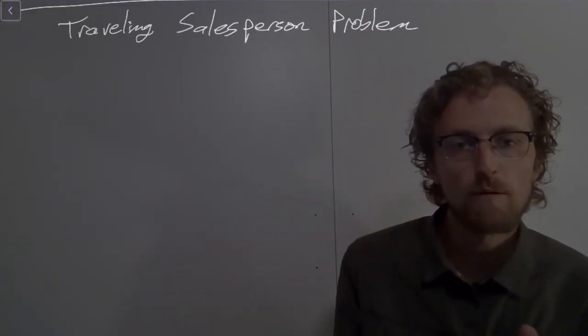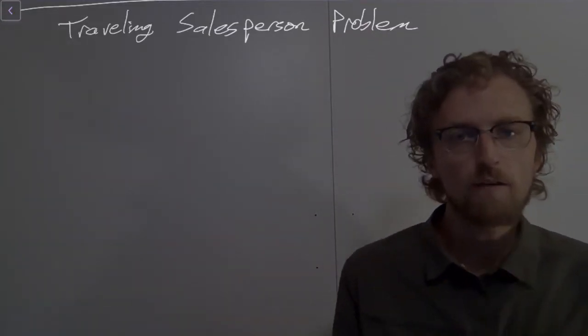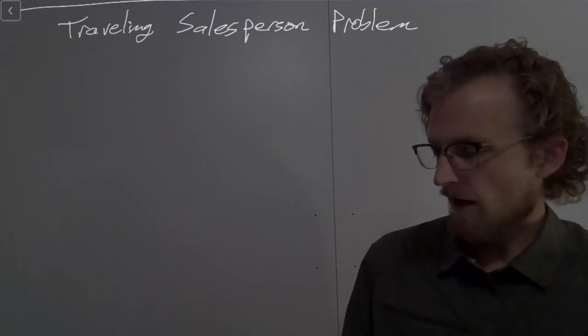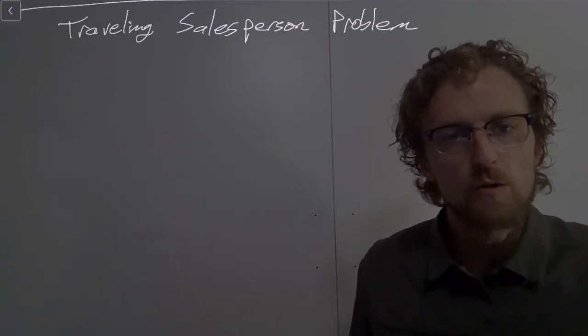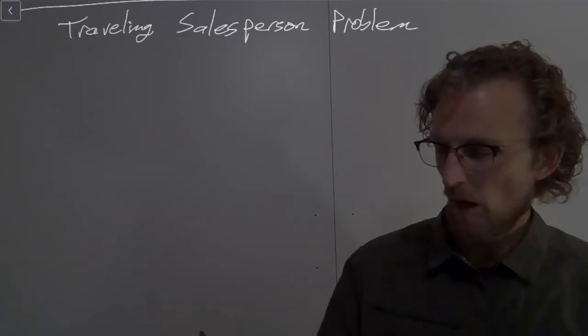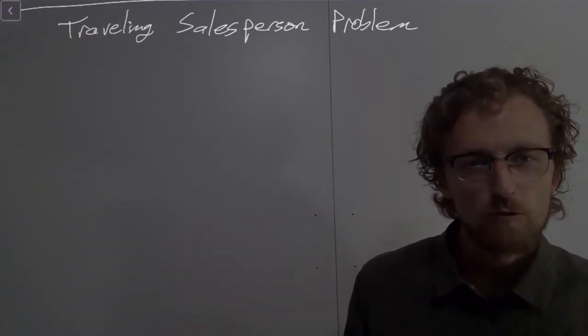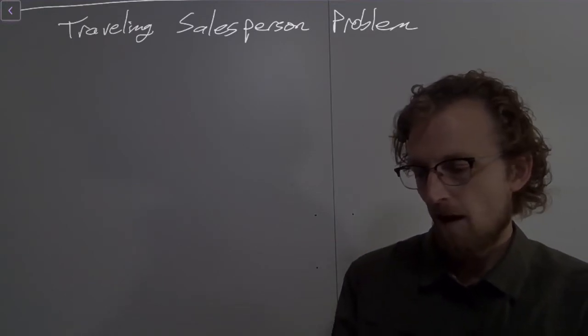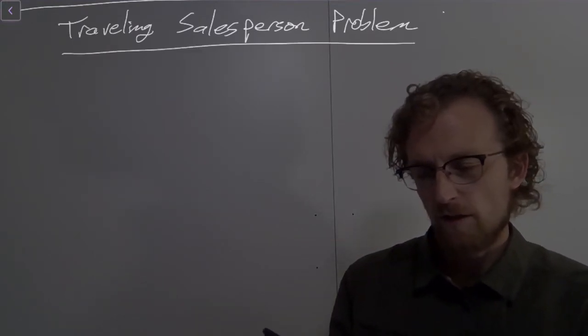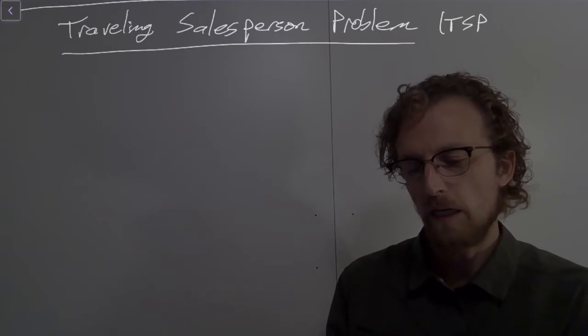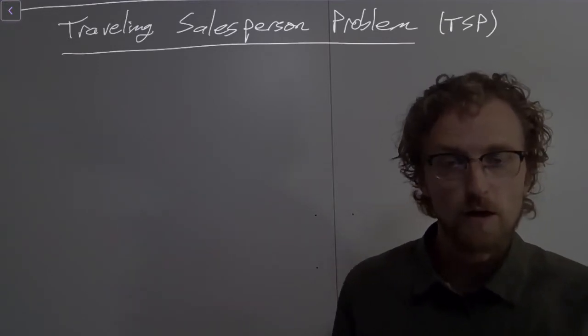Another canonical problem that we'll see quite a lot in this class is the traveling salesperson problem. In older books, you'll see this referred to as the traveling salesman problem, but I really want to be an equal opportunity algorithmist here, so traveling salesperson problem it is. And I'll usually try to just abbreviate this TSP. So if you see TSP, that's what I'm talking about.